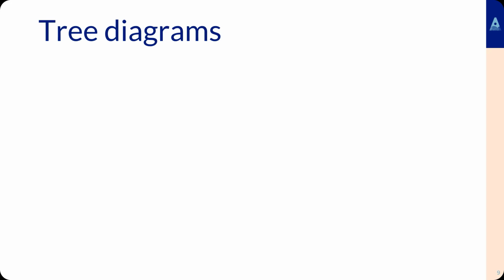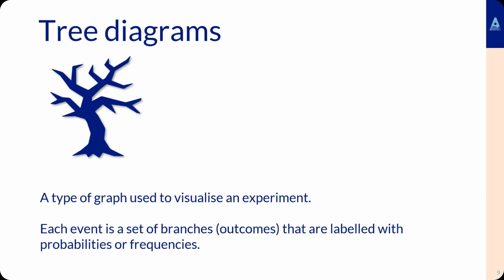Tree diagrams are another method for looking at the same problem. It's a type of graph used to visualize an experiment. Each event is a set of branches or outcomes that are labeled with probabilities or frequencies. So in the example given, we've got tossing a coin. The first toss, you can either get a head or a tail, and each has a 0.5 chance.